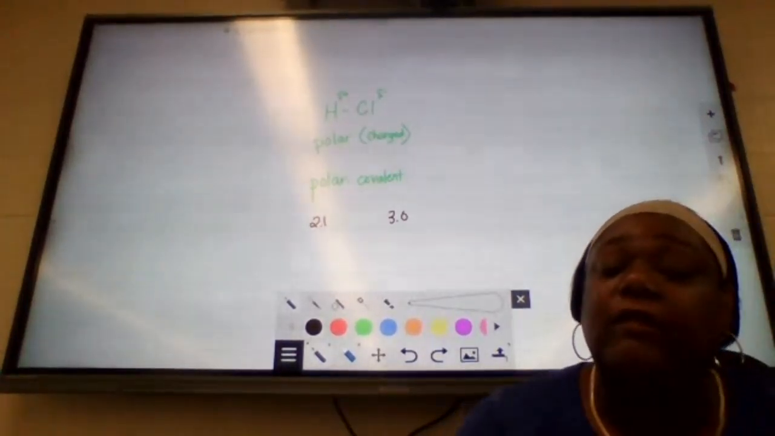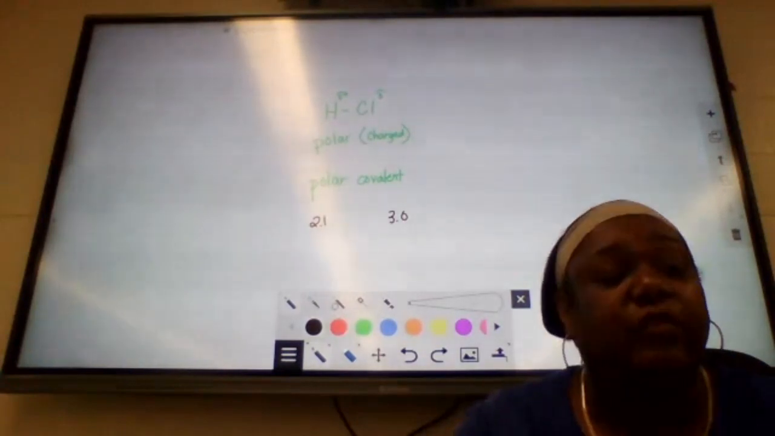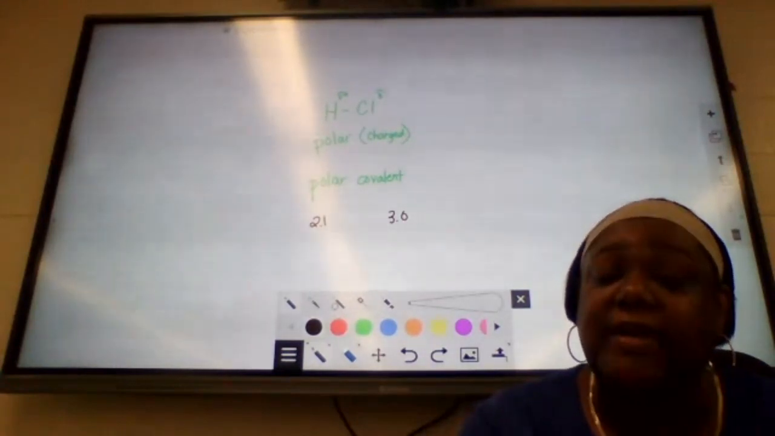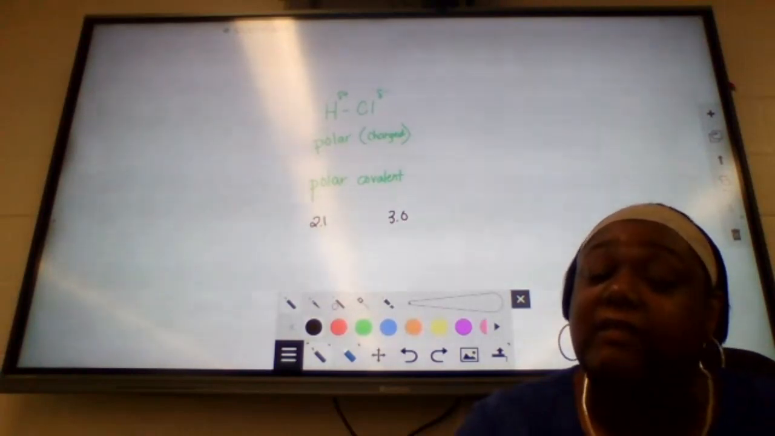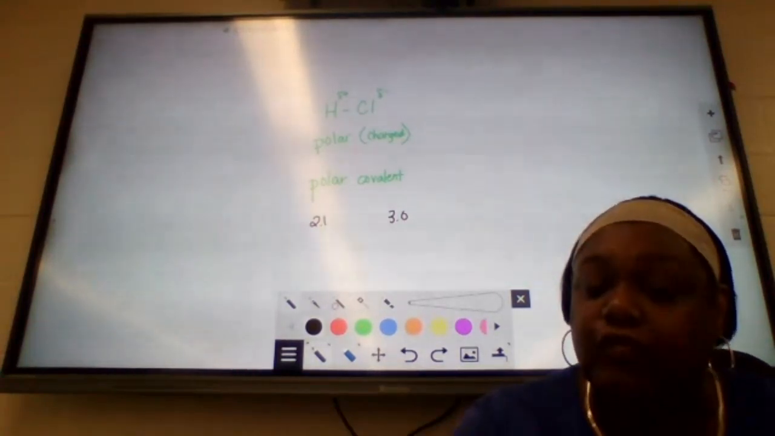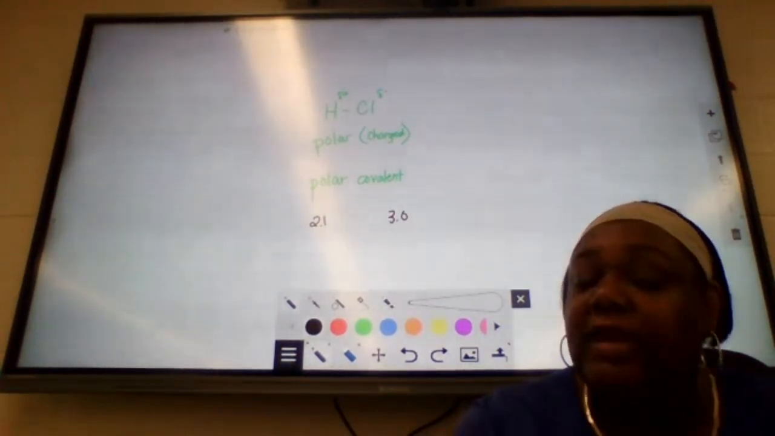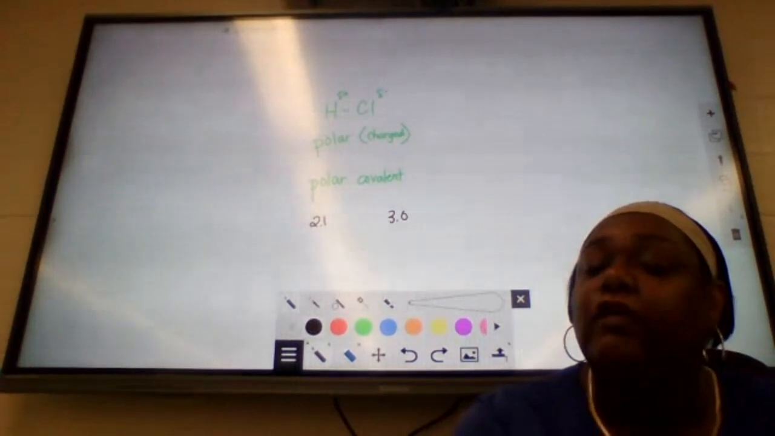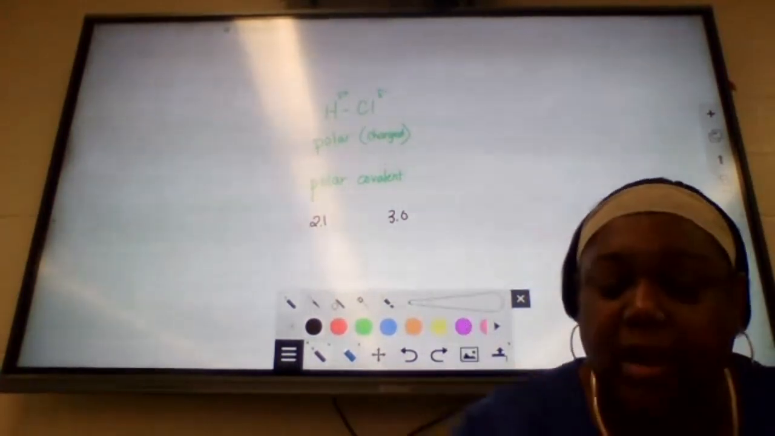Now, your book does get into the difference between electronegativity and electron affinity. Please just remember that electronegativity is a calculated value, whereas electron affinity is something that we can actually measure. And so for our purposes, it makes it easier for us to just consider the electronegativity.